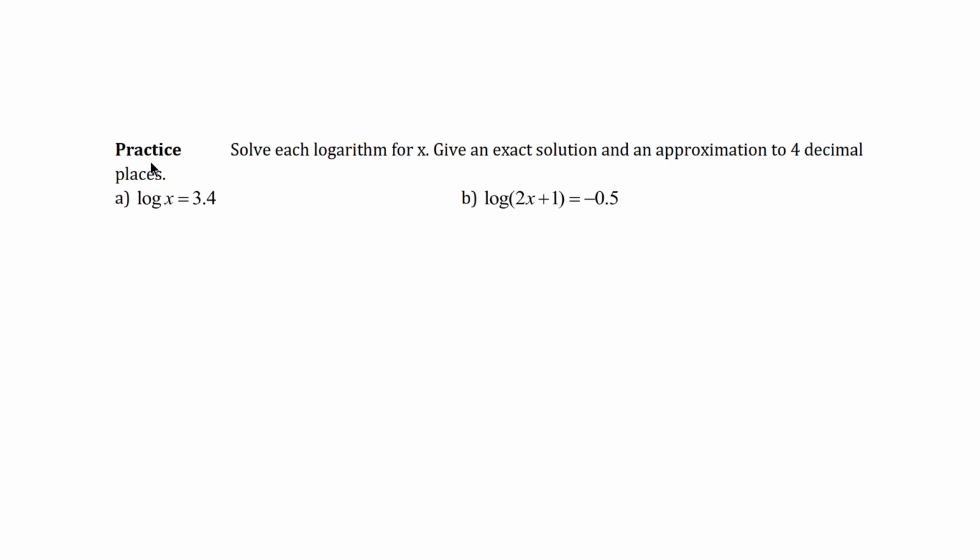Next, we have a practice problem. Solve each logarithm for x, give an exact solution and an approximation to 4 decimal places. For part A, we have log of x equals 3.4, and for part B, we have log of (2x plus 1) equals negative 0.5. Alright, so go ahead and pause the video, try out these problems, and then check back with the video to see the solutions.